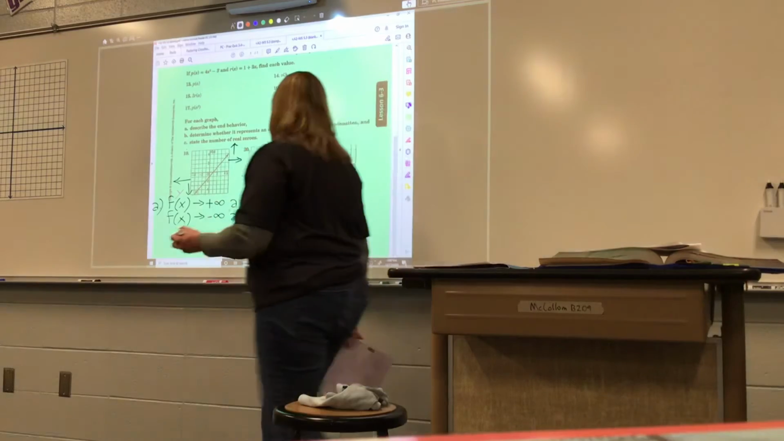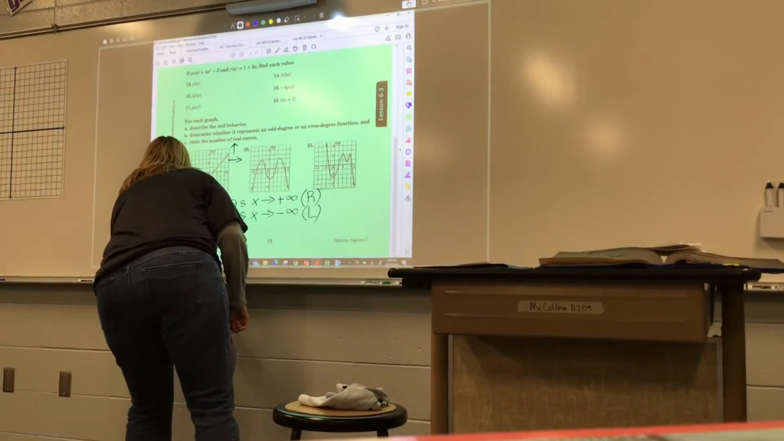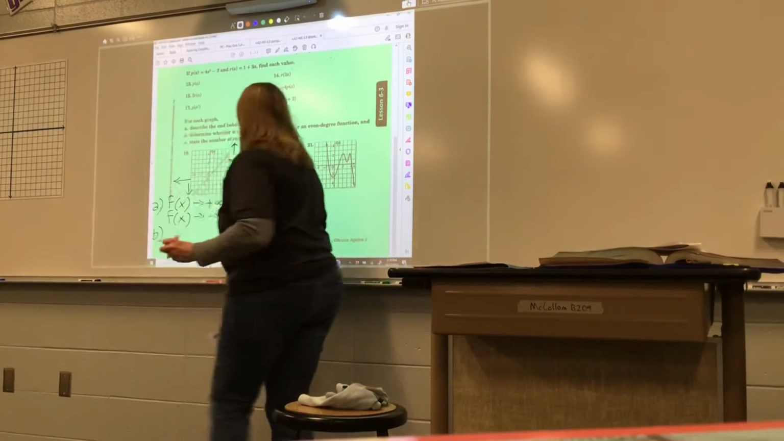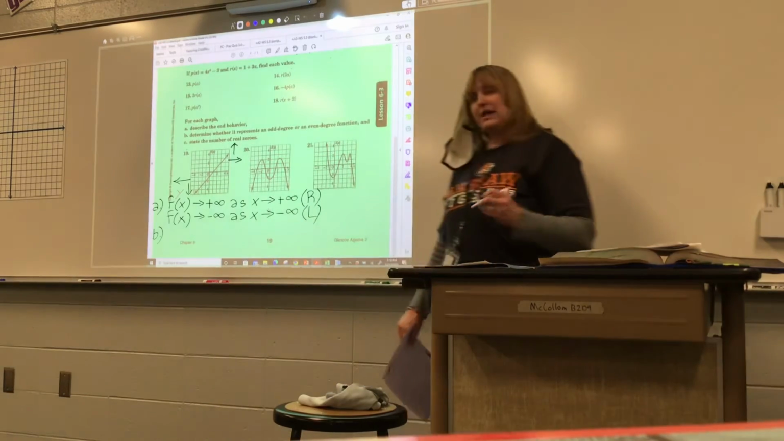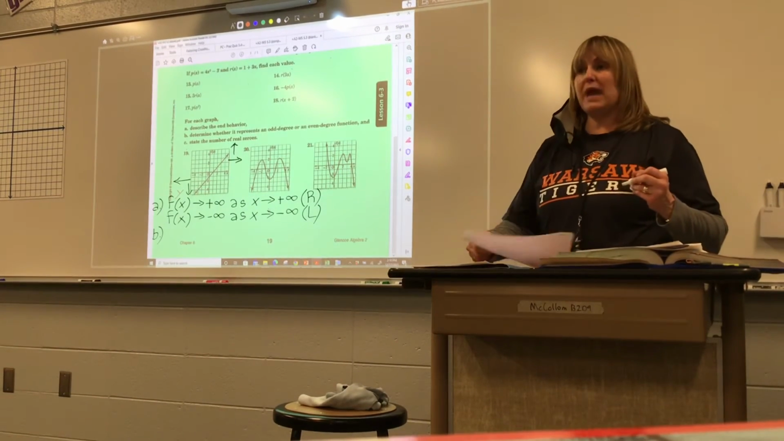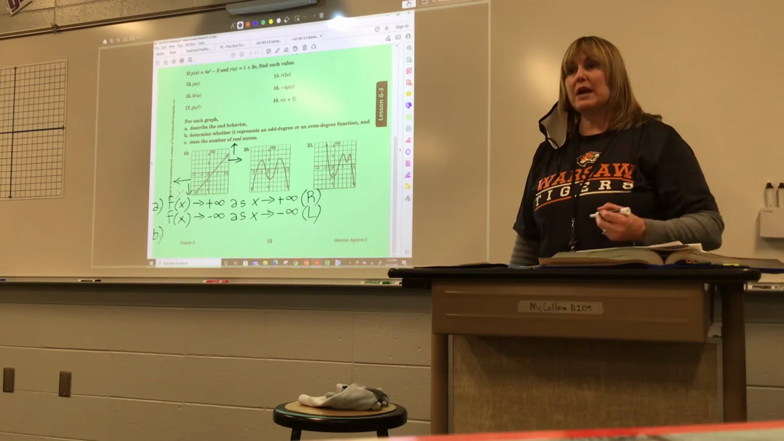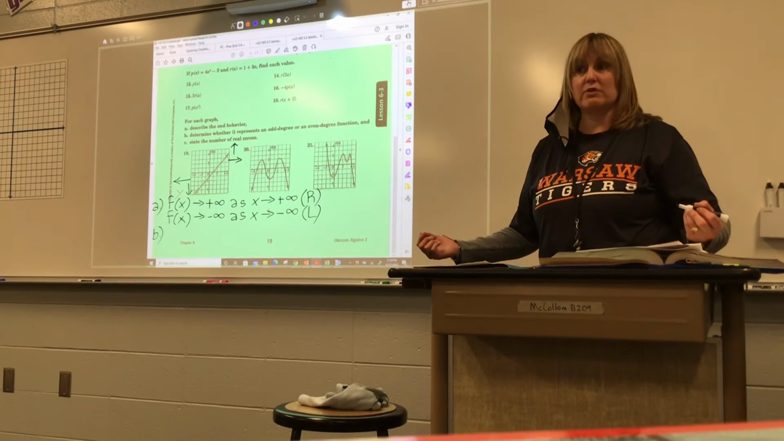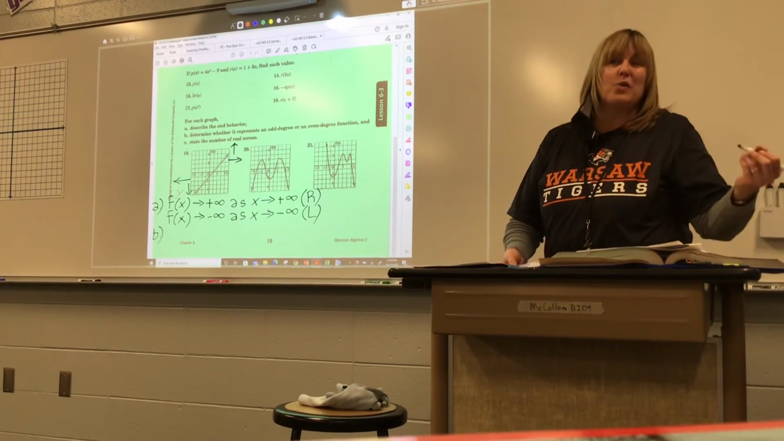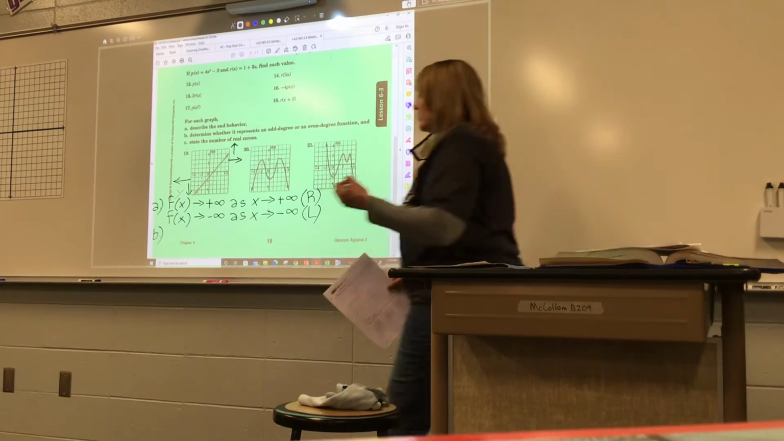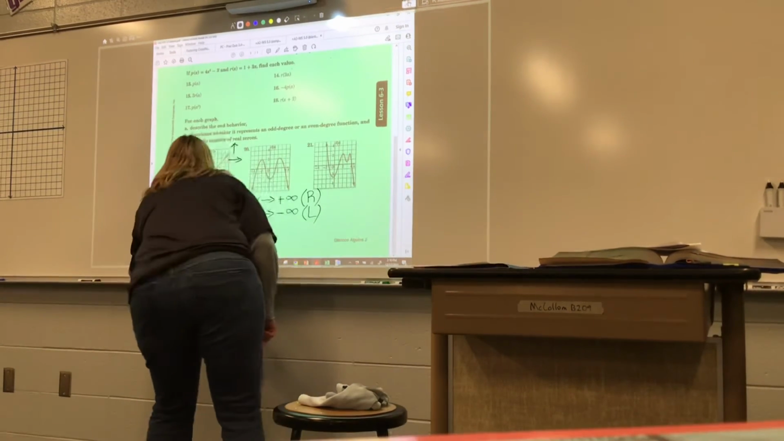Part B is a little easier. Is it an even degree or odd degree function? If the ends have opposite behavior, one end's rising, one end's falling, it's odd degree, which we know since it's a line, the degree is 1 and it's odd degree.